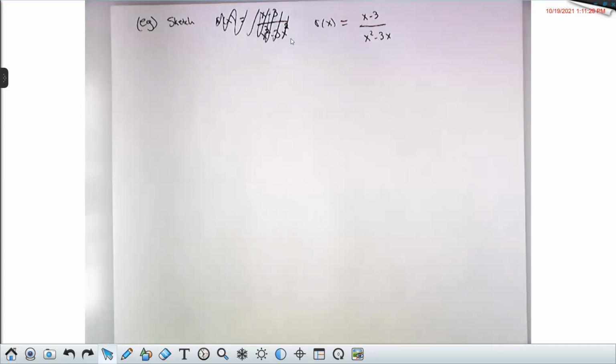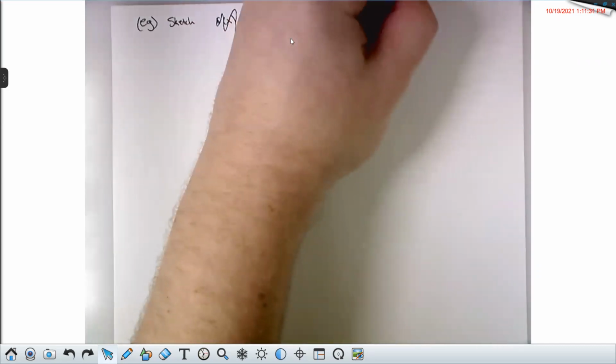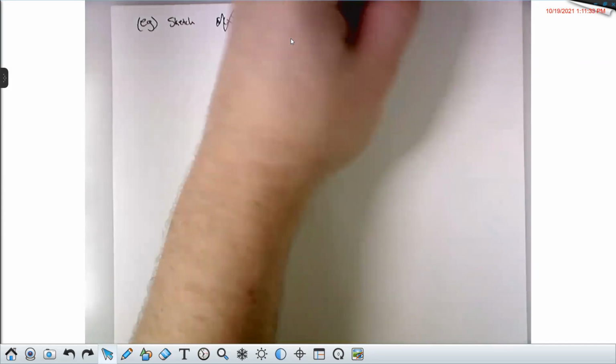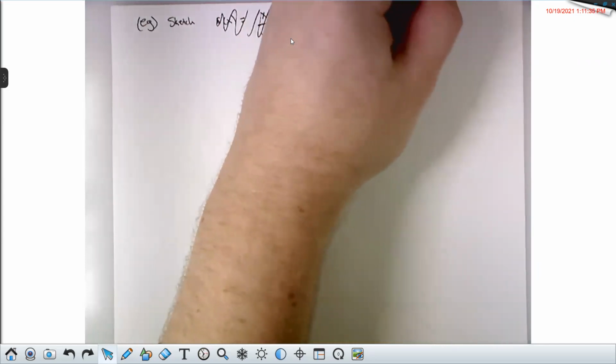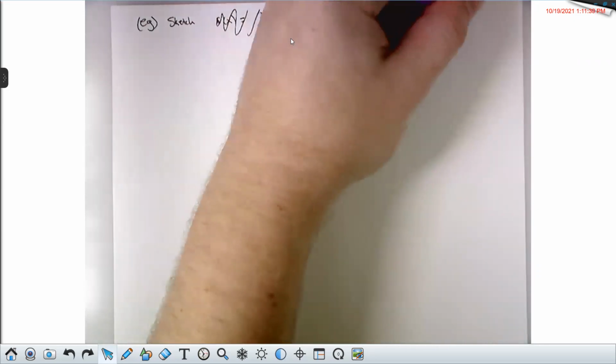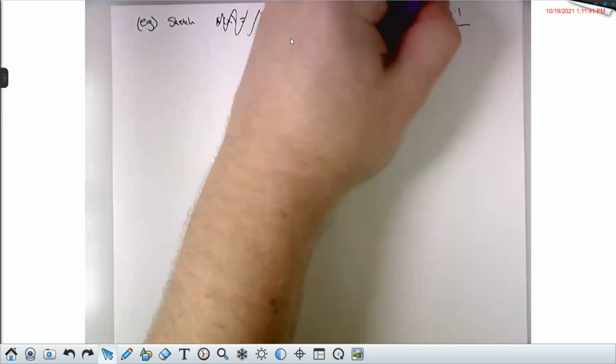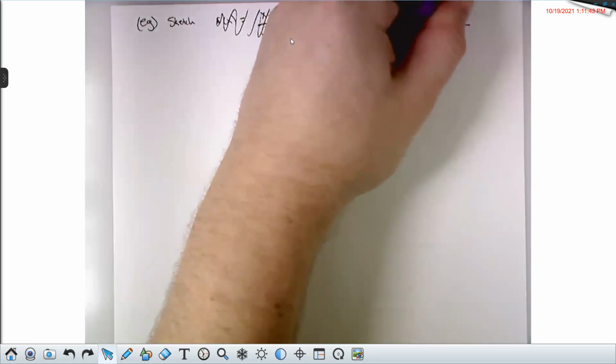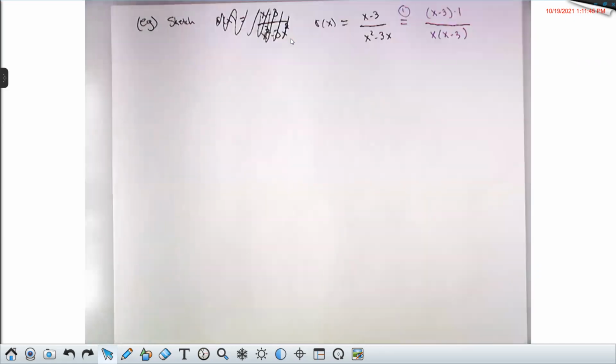My first step, as always, factor top and bottom. So that top is x minus 3. That's just x minus 3 times 1. And the bottom, I can factor out an x, and I get x times x minus 3. And I can cancel the x minus 3s.